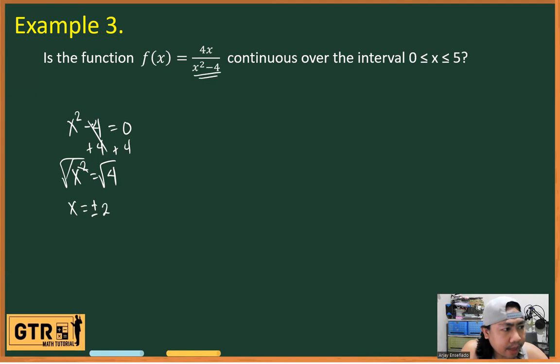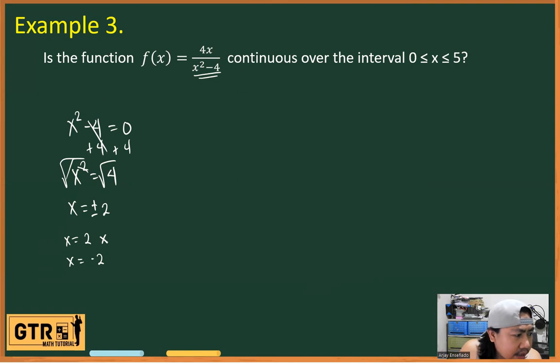So therefore, the function is discontinuous at x equals 2 and x equals negative 2. So therefore, it is not continuous in the interval 0 to 5 because of this. It has a discontinuity at x equals 2. Okay, so the answer is no.